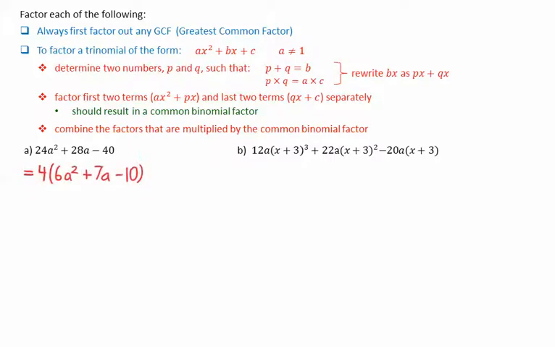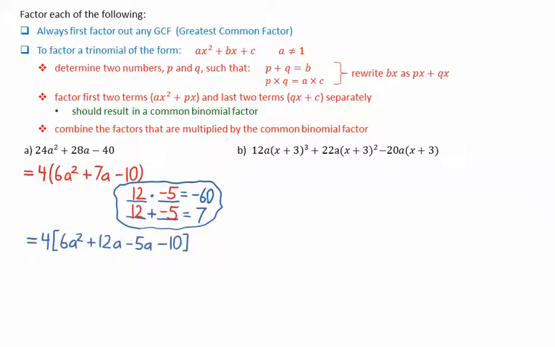For the first trinomial, note that there is a common factor of 4. So we'll factor that 4 out, leaving us with 6a squared plus 7a minus 10. We're then looking for numbers that multiply to give negative 60, which comes from the 6 times negative 10, and add to give 7, the coefficient beside the a. These numbers are 12 and negative 5.